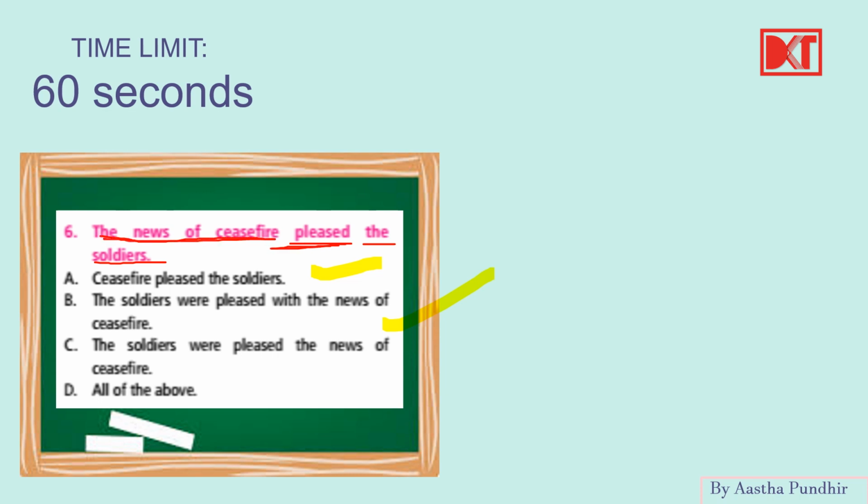The soldiers were pleased by what? By the news of the ceasefire. Or here we have with the news of ceasefire. Okay, adding this preposition or connecting word, which is by, with, of. All right. The soldiers were pleased with the news of ceasefire. B.